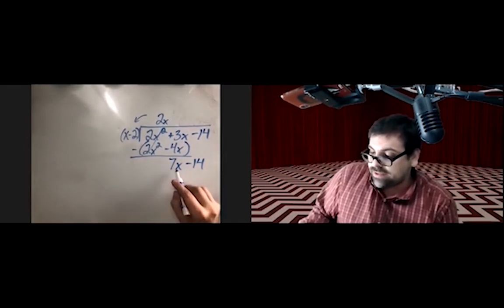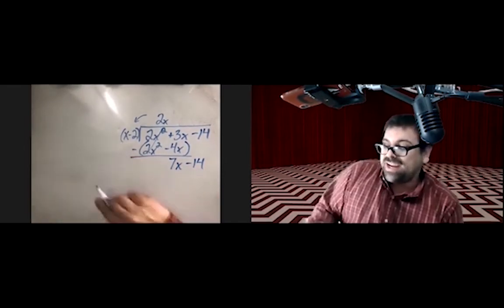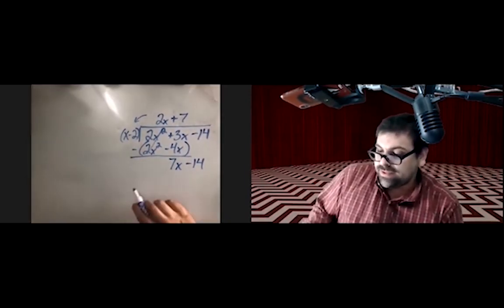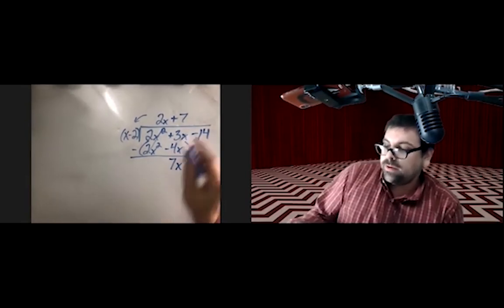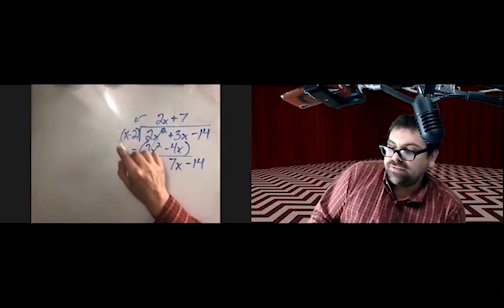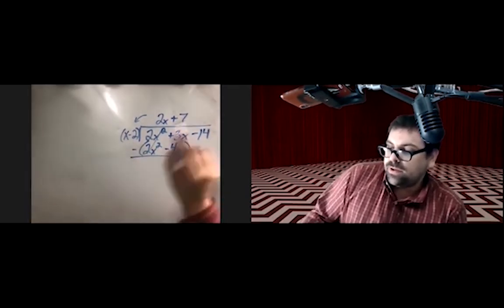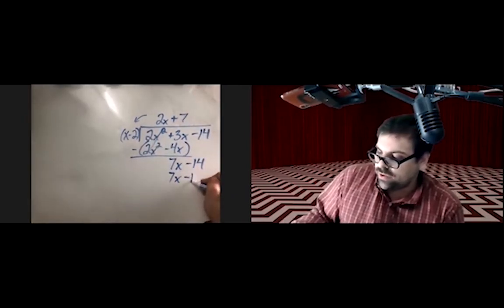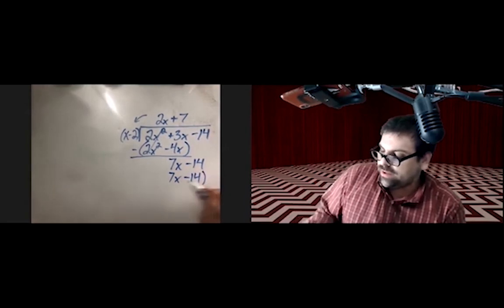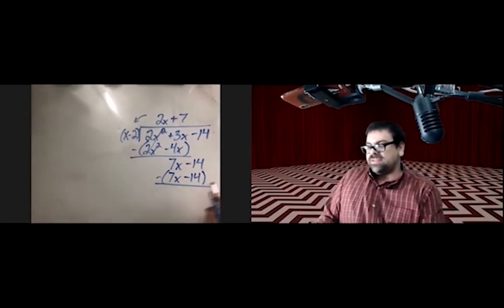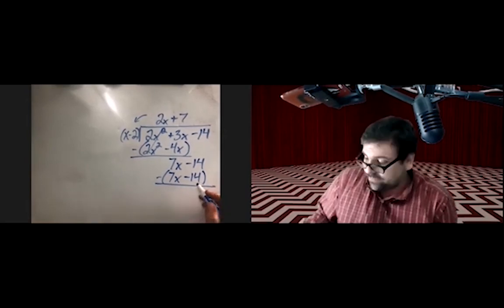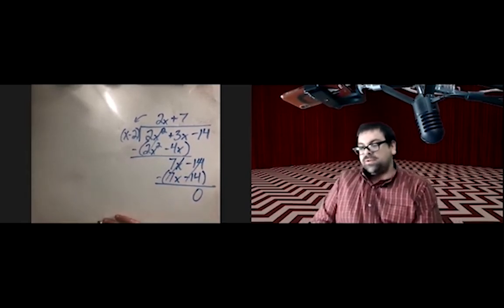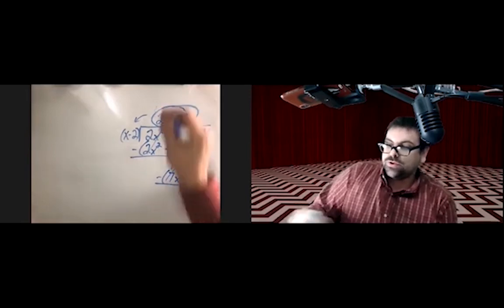X times what is 7x? X times positive 7 is 7x. Multiply around the corner. Positive 7 times the entire x minus 2. 7 times x is 7x. 7 times negative 2 is negative 14. Subtract the whole thing, and we see 7x minus 14 minus its entire self. That's a double bye-bye step. We have no remainder. So 2x plus 7.